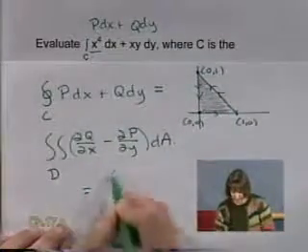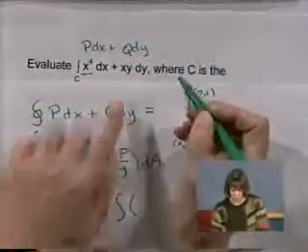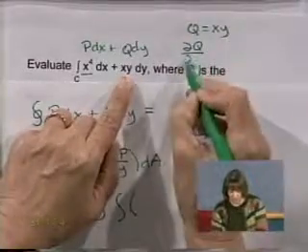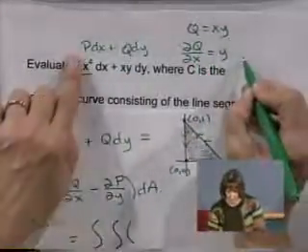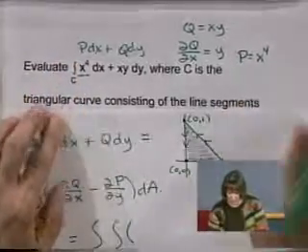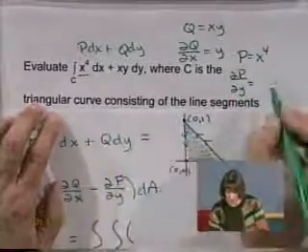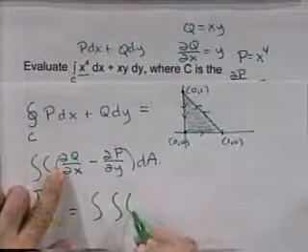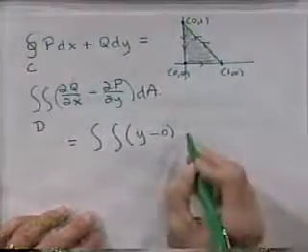Okay, now let's look at this. Applying this, let's see what we got here. The partial of q, here q is xy. So the partial of q with respect to x is just going to be y. In addition, p is x to the fourth, so the partial of p with respect to y is going to be 0. So filling that in here, the partial of q with respect to x is y, the partial of p with respect to y is 0, and I'm integrating over this region. I'm thinking I'll do a dy dx.